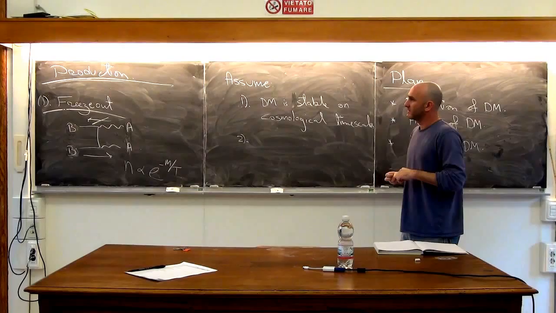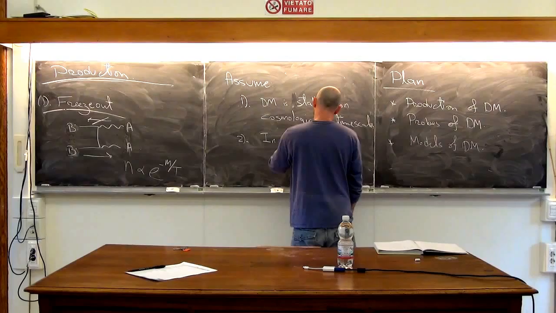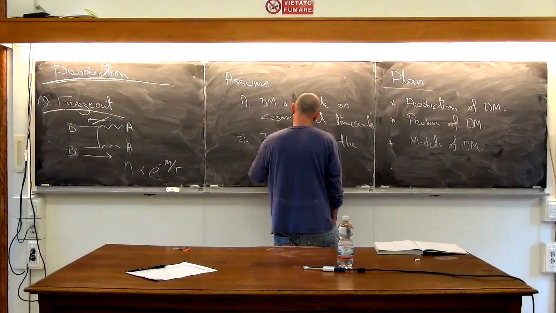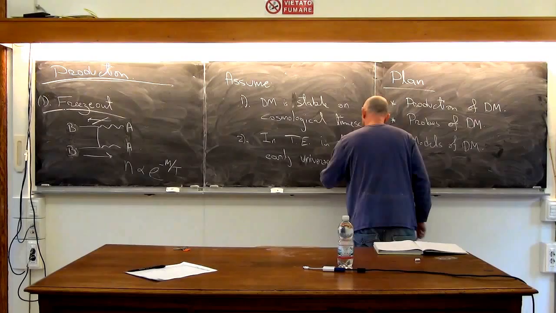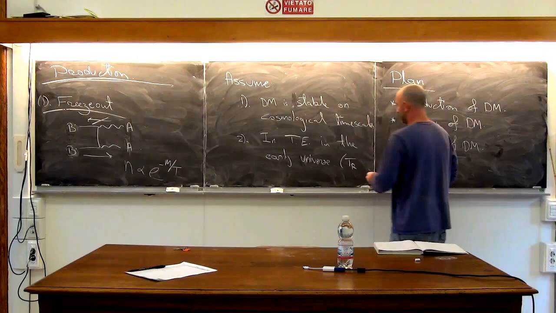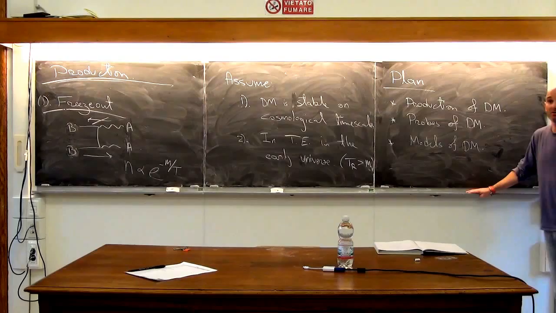The second is that it is in thermal equilibrium in the early universe. In particular, we know that we have a phase of inflation, so what we really mean is that the reheating temperature after inflation, when it really hits the sector, needs to be larger than the mass of the dark matter. Otherwise, we never produce dark matter at all, and there's no point in discussing this. So that's the second assumption we made.